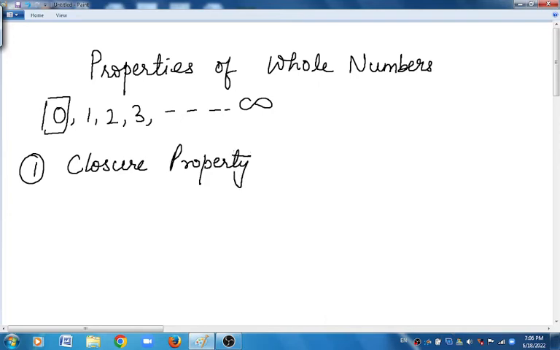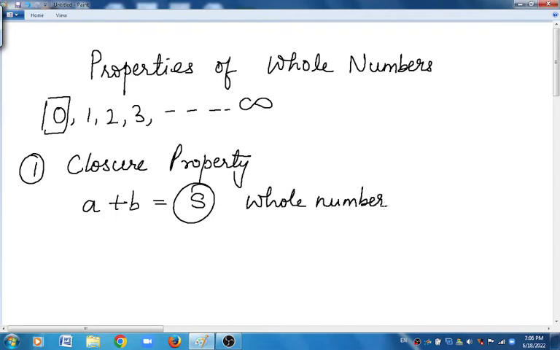According to this property, when we add two numbers, let's say a plus b, the sum will also be a whole number. Suppose a plus b is equal to s. So s will be a whole number. Take an example like 3 plus 4, that will be 7. So 7 is a whole number.